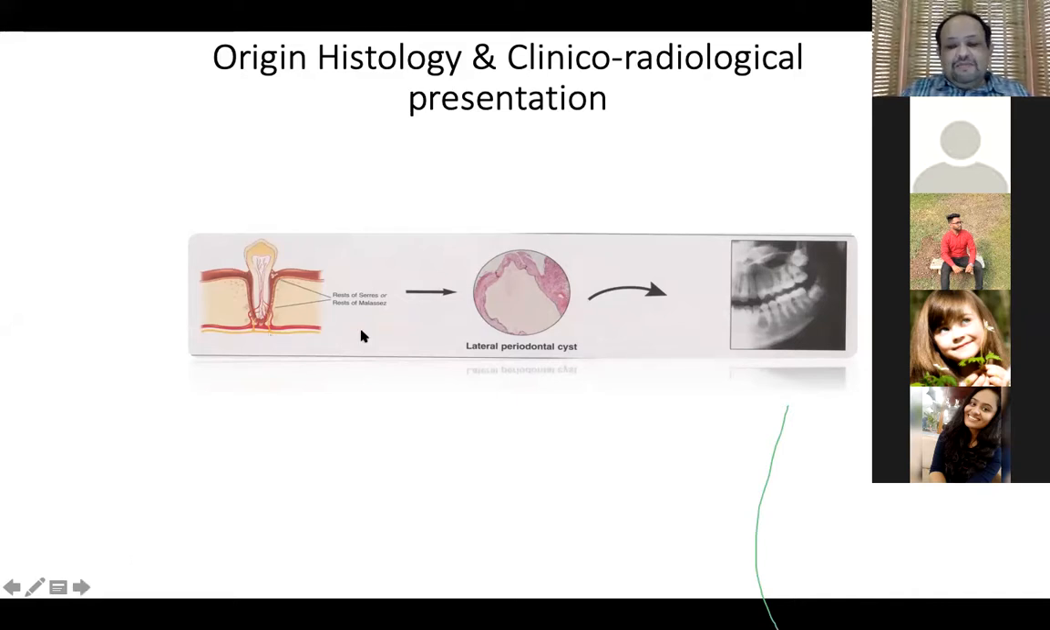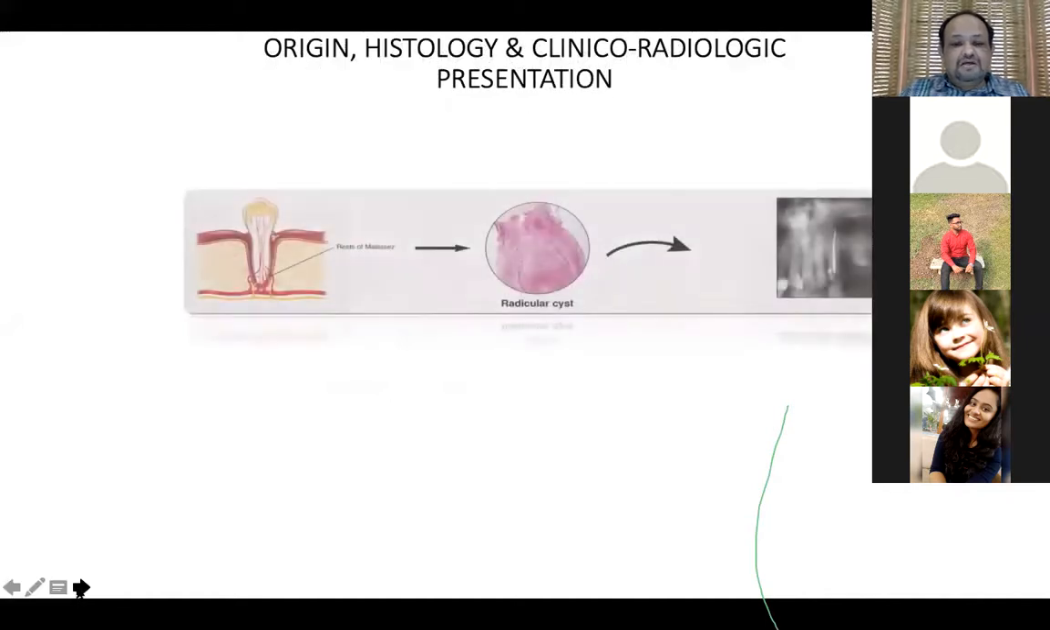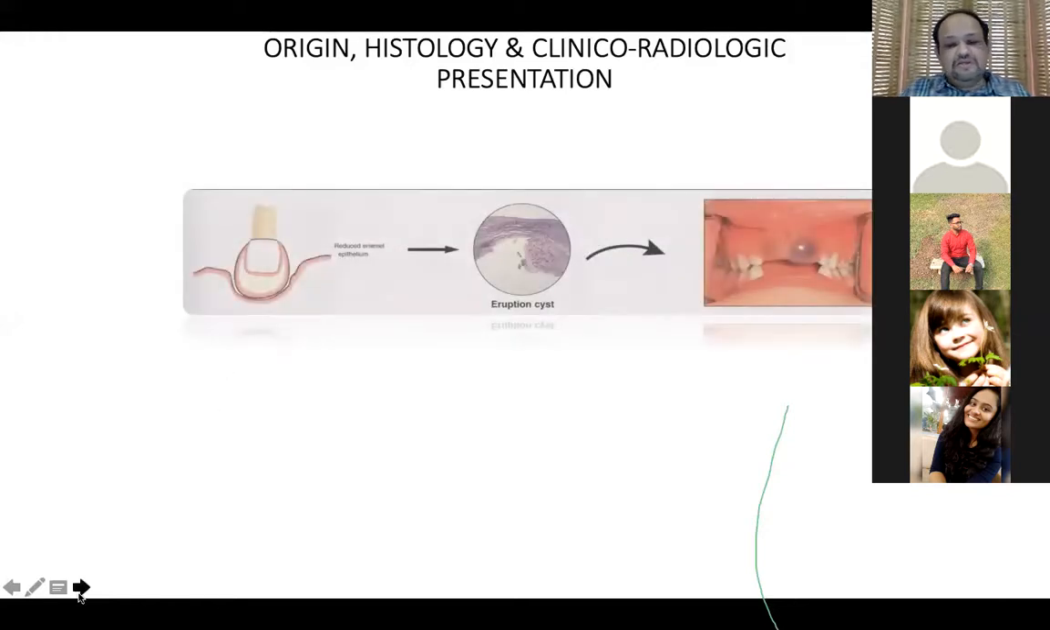Then you have the lateral periodontal cyst, which appears between the tooth and the bone. The radicular cyst, which comes at the periapex, is one of the most common. Inflammatory odontogenic cyst. Then you have the eruption cyst, which is seen in young children.